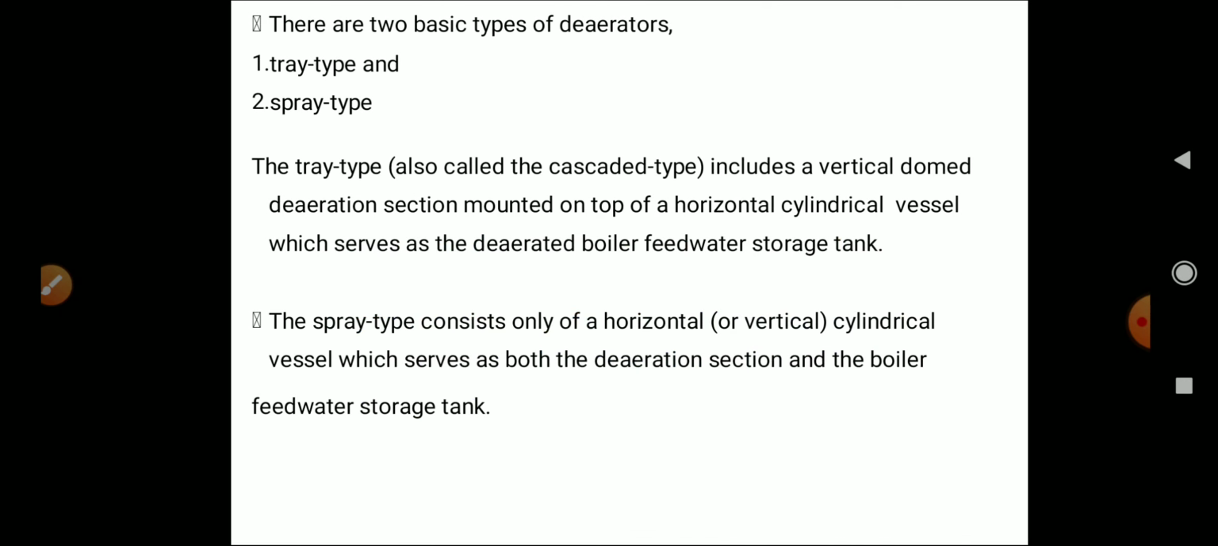There are two basic types of deaerators, tray type and spray type. The tray type, also called the cascade type, includes a vertical domed deaeration section mounted on top of a horizontal cylindrical vessel, which serves as the deaerated boiler feed water storage tank. The spray type consists only of a horizontal or vertical cylindrical vessel which serves as both the deaeration section and the boiler feed water storage tank.